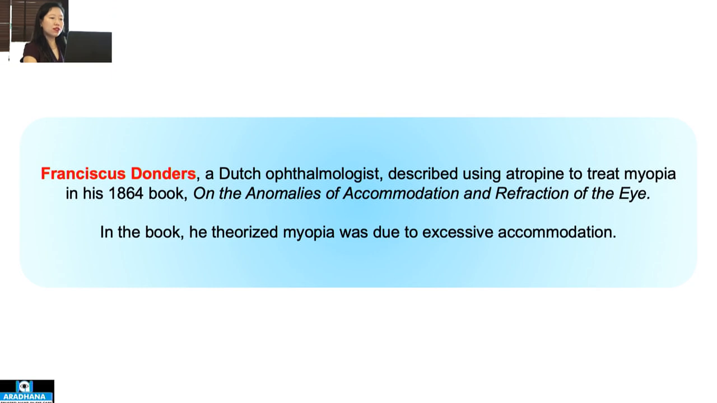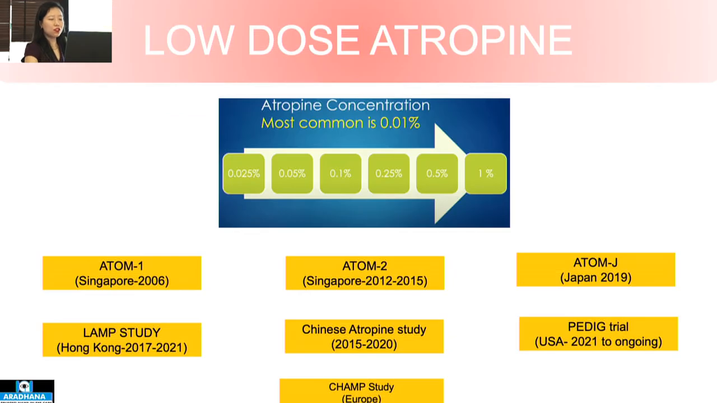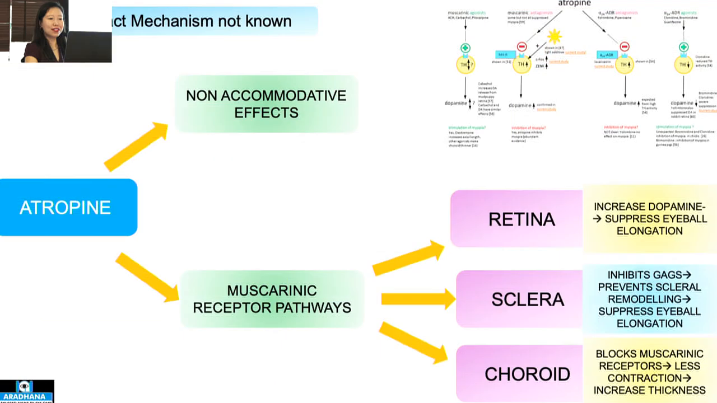The most studied pharmacological medication for myopia is atropine, and the most commonly studied dose is 0.01%. Several studies have been done for that: ATOM 1, ATOM 2. We don't have time to go into detail for that. Basically the exact mechanism is not known, but it acts by increasing dopamine and suppressing the eyeball elongation, or it acts on the scleral remodeling.